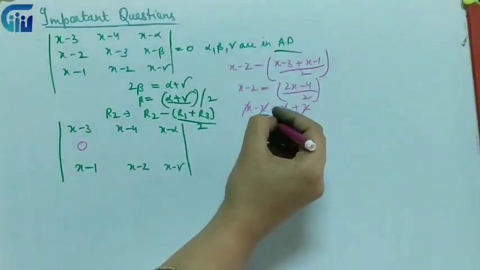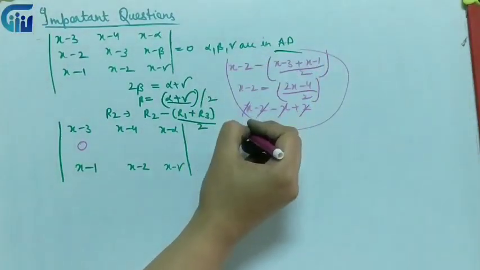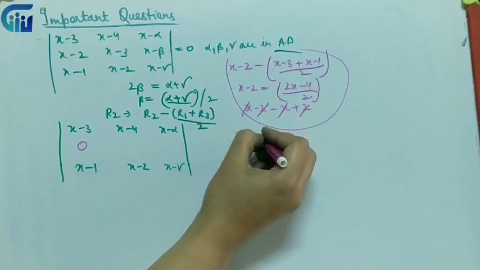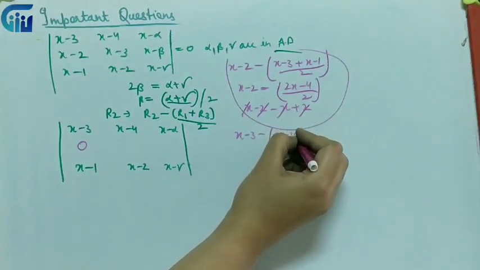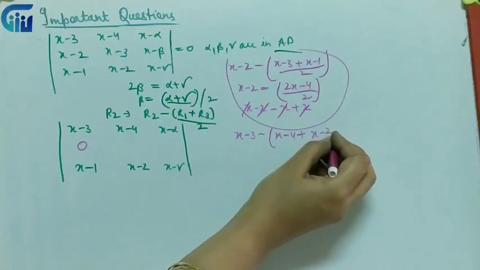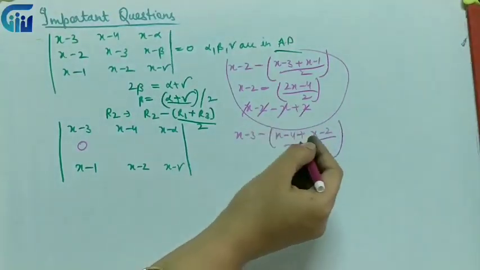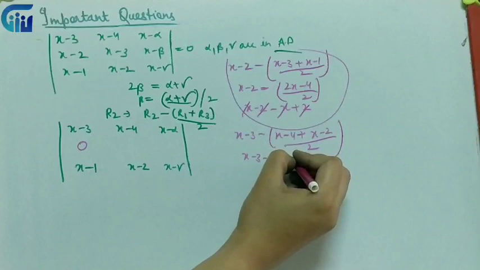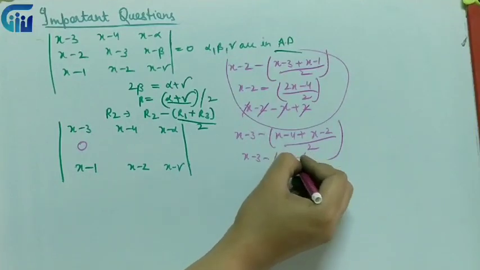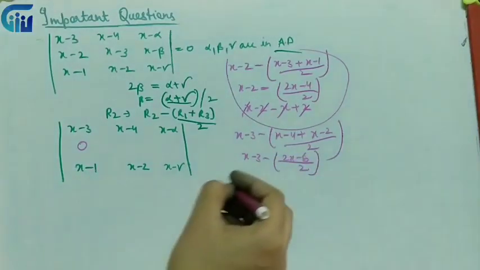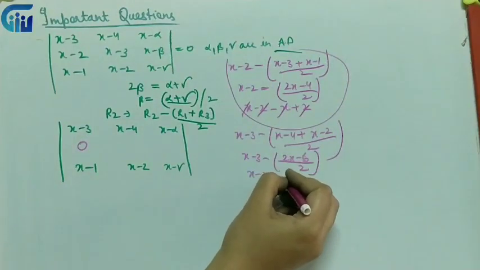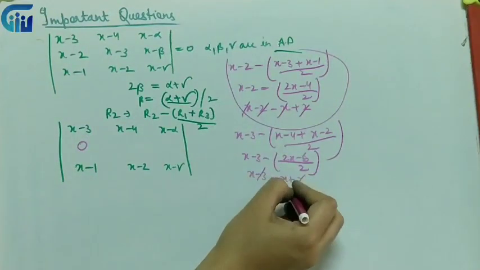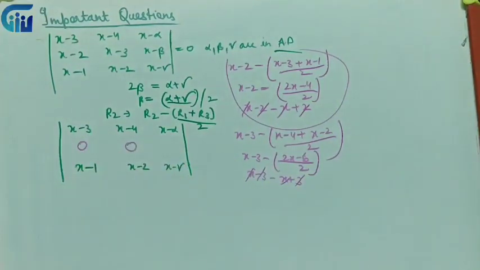Now let's see the second term. This is for the first. Now for the second term, it is x minus 3 minus (x minus 4 plus x minus 2) upon 2. Again we will cancel. So this is x minus 3 minus (2x minus 6) divided by 2. I will get x minus 3 minus x plus 3. Again it will get cancelled. We will get 0. So now everything depends on the last term.